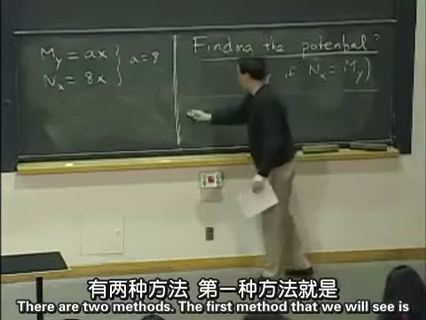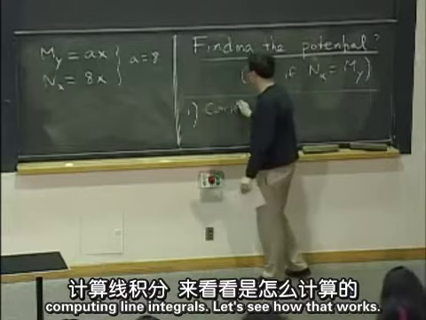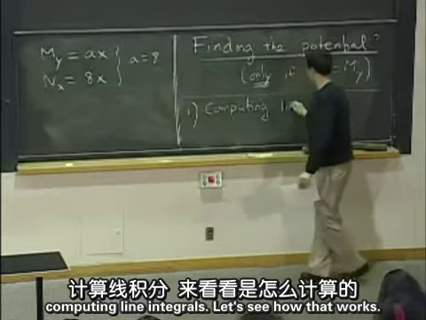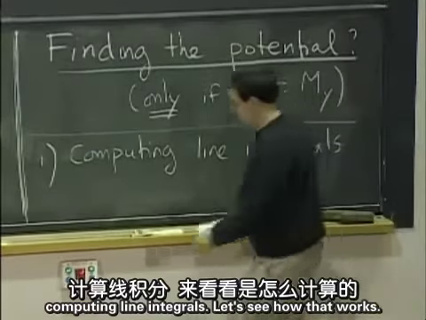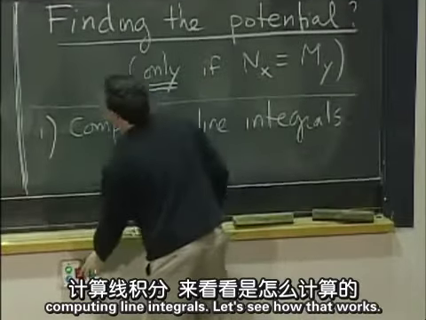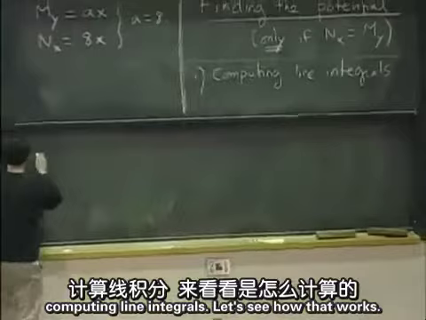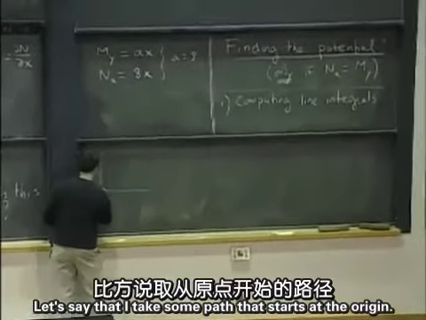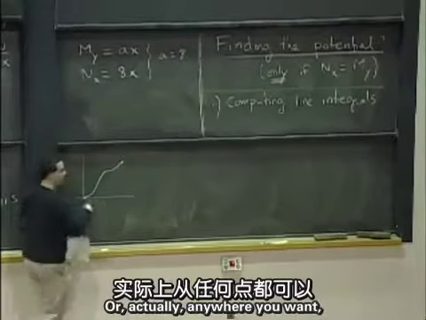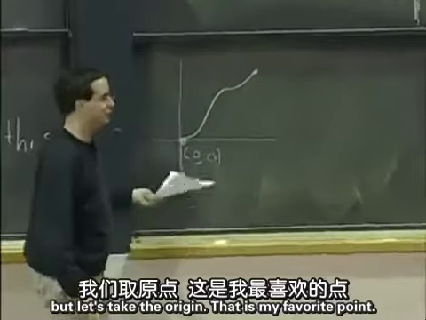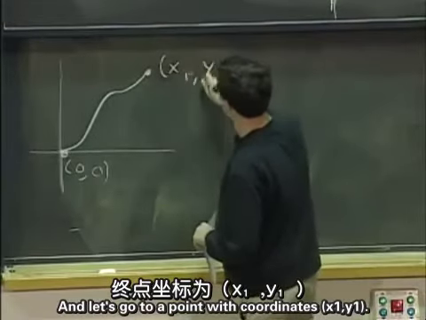So there's two methods, and the first method that we'll see is by computing line integrals. Let's see how that works. So let's say that I take some path that starts at the origin, or actually anywhere you want, but let's take the origin. That's my favorite point. And let's go to a point with coordinates, say, x1, y1.